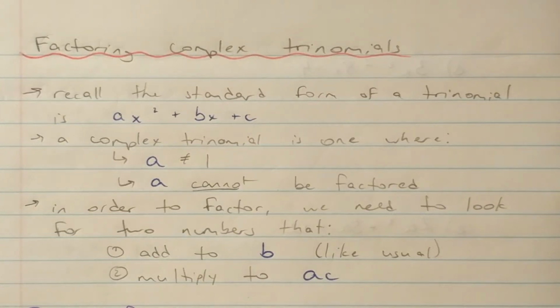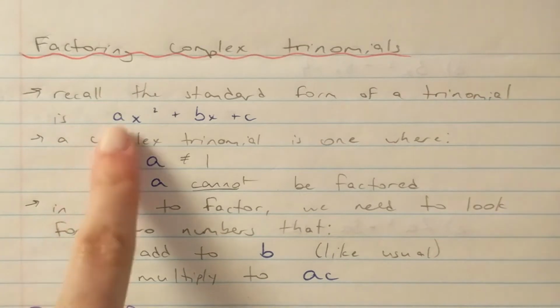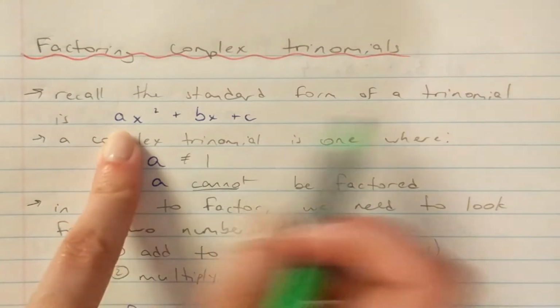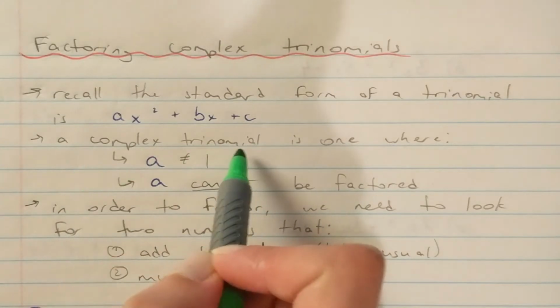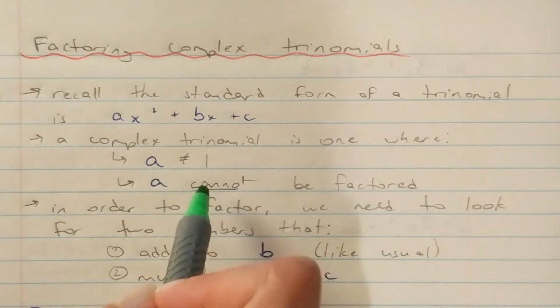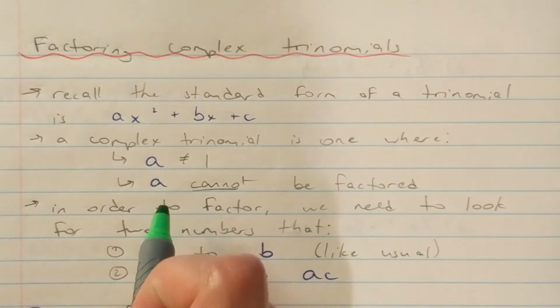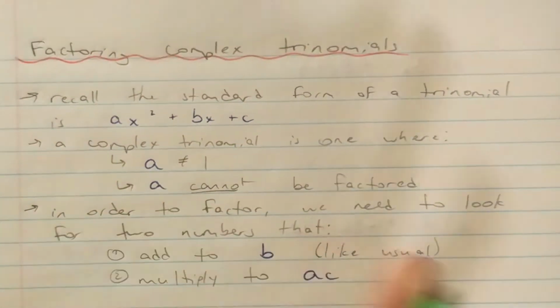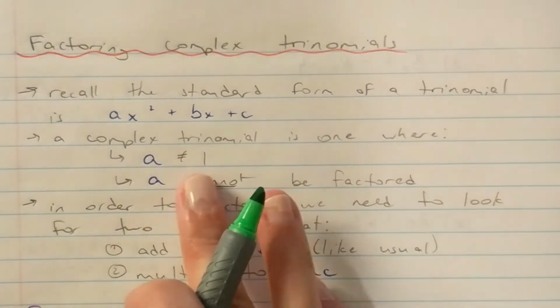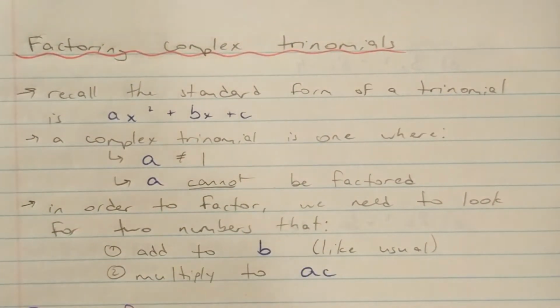Okay, in this lesson we're going to talk about factoring complex trinomials. Recall that previously we had factored simple trinomials, and that was a situation where a, in the standard form of a trinomial, was equal to 1. In a complex trinomial, a does not equal 1, and a cannot be factored out. So common factoring is out of the question.